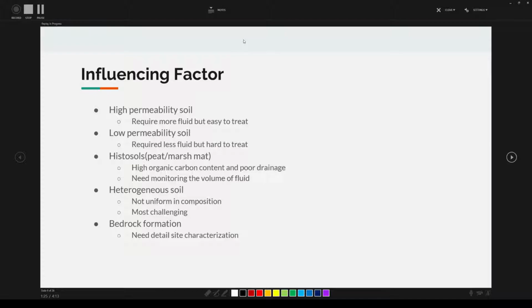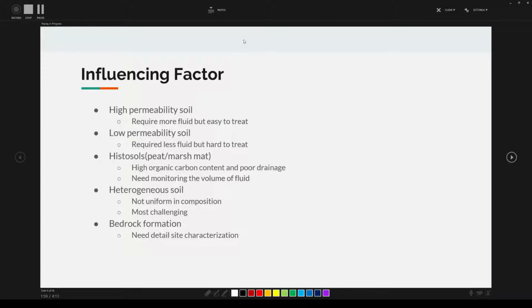Histosols are soils that have high organic carbon content and poor drainage. Some of the fluid has the potential to react with the organic material in the soil, and it would require additional fluid to fulfill the task. However, the poor drainage constrains the amount of fluid we pump in. As a result, we need to monitor the volume of injection during the pumping process. These are the challenges for high organic carbon content and poor drainage soil.